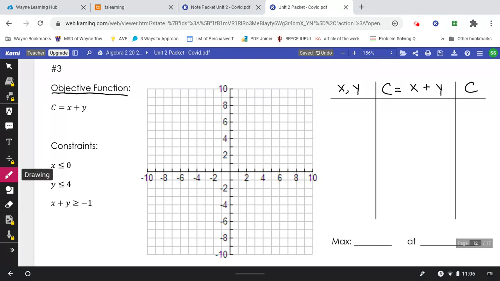All right, we've got 3 constraints to graph, so 3 lines to graph. Any X by itself is going to be a vertical line. Any Y by itself will be horizontal. And if it has an X and a Y, it's going to be a diagonal line in the form Y equals mx plus b. Notice I have a slightly different grid here as well. Back to a regular graph.